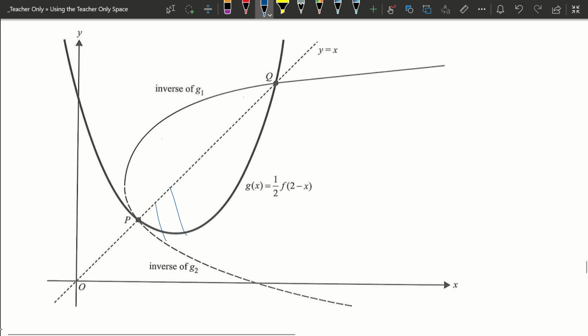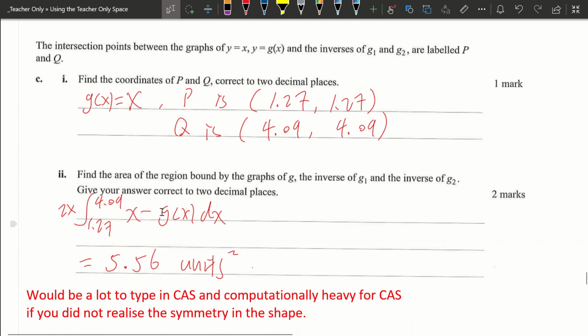So all you need to do is to find this area and times 2, and you should be okay because it's symmetrical. And this area is easy to find because it's defined by two nice graphs, y equals x and g(x). Just two functions define this area. So that's all we are doing. The integral of x minus g(x) between the two intersection points, times 2.